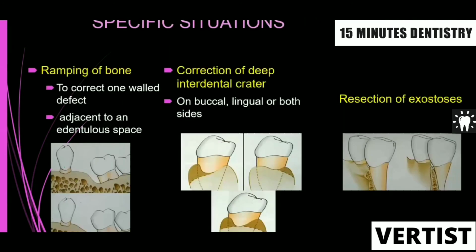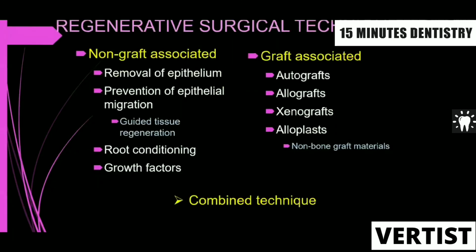These are the specific conditions where we need to do this. The first is ramping, which is adjacent to the one wall defect. You can just reshape that by doing osteoplasty and get a smooth slope. Whereas craters can also be taken care of by shaping the buccal, lingual or both sides of the bone and then making it smooth. And for exostosis also, by using all four steps you can get the normal physiologic contour.